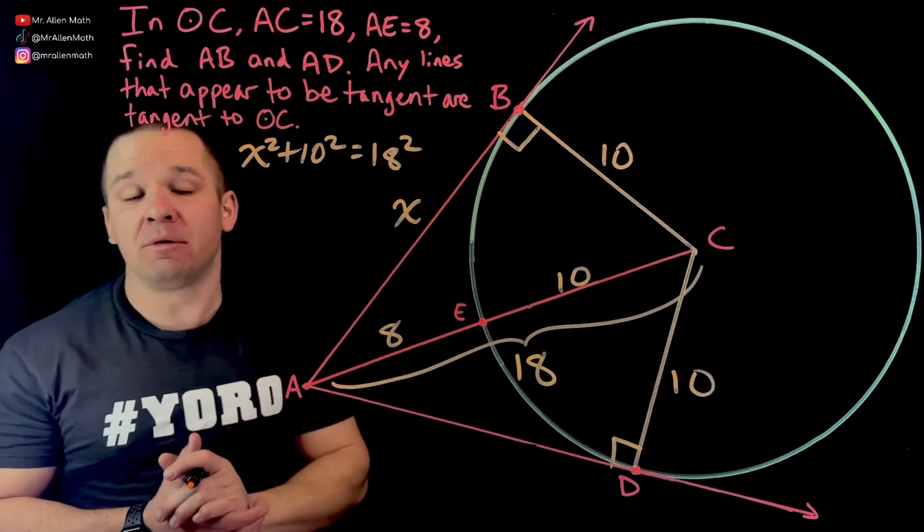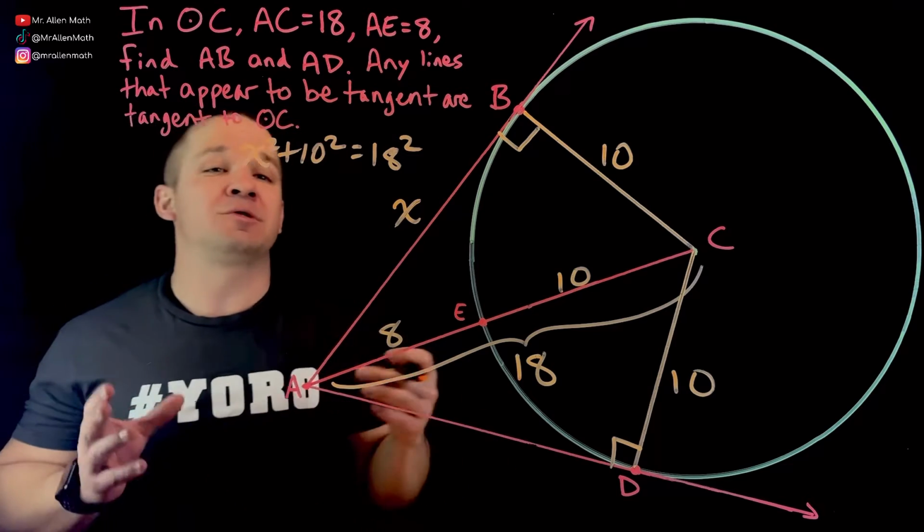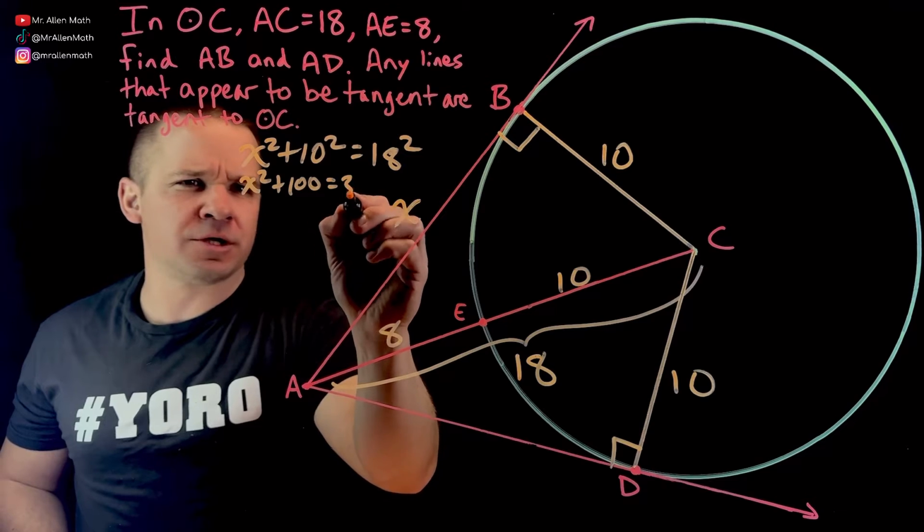This is not a Pythagorean triple. A lot of them are in these situations. I opted for not a Pythagorean triple in this one, which is cool. That's fine. All right, so we got x squared plus 100 equals 324.